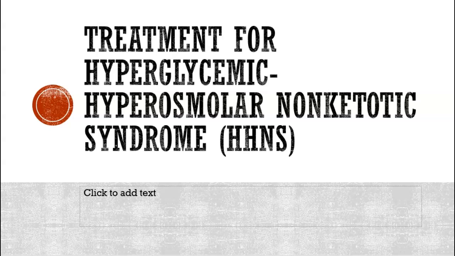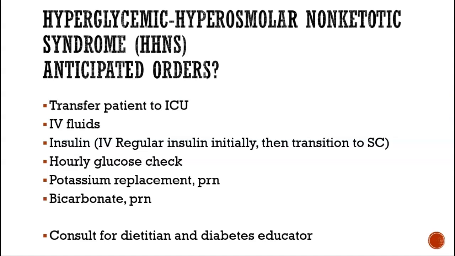How are we going to treat HHNS? If this slide is familiar to you, it's because the treatment for HHNS is pretty much identical to how we're going to treat DKA. Notice that with HHNS, there were no serum ketones present, but there was with DKA, and that is because the pancreas is still producing a small amount of insulin, which prevents the development of those ketones. But otherwise, everything's the same.